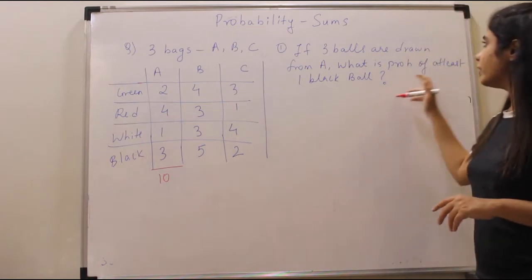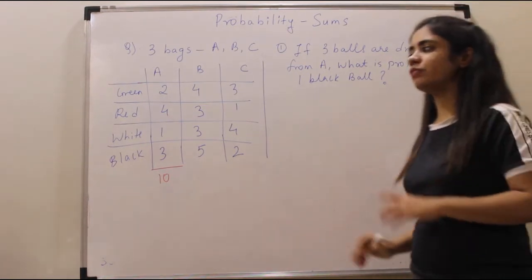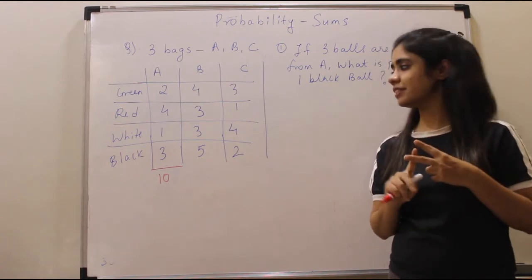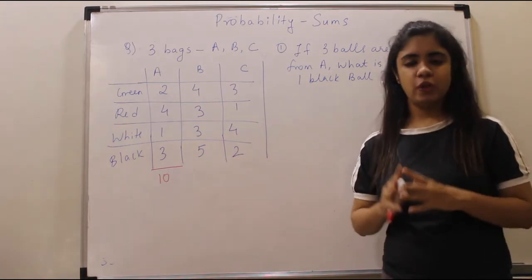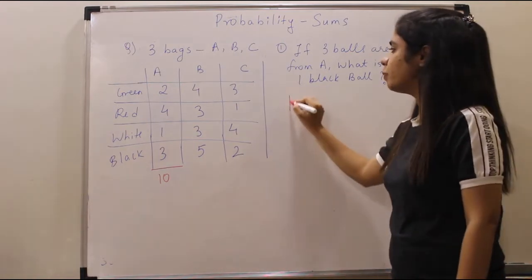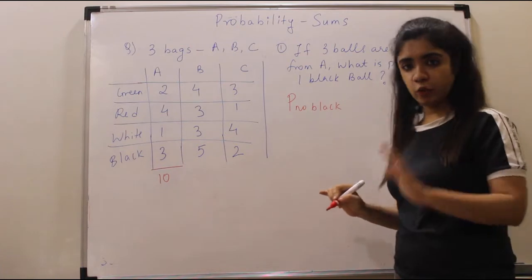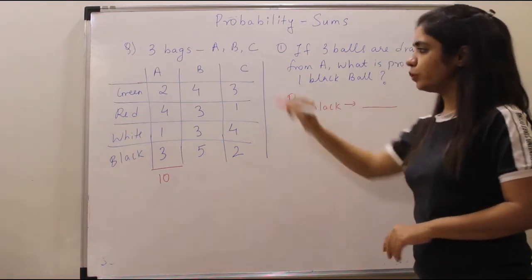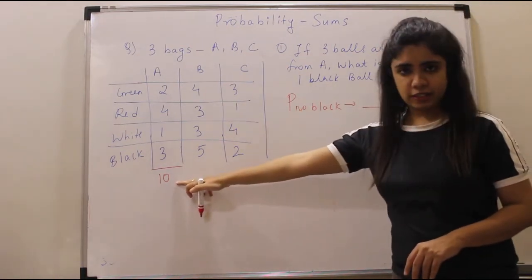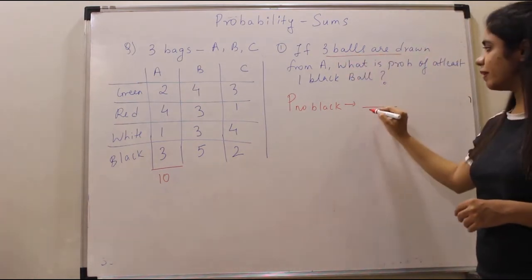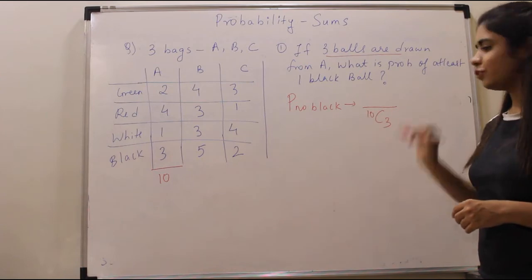They are saying, what is the probability of at least 1 black ball? Now the problem is you can have 1 black, you can have 2 blacks, you can have 3 blacks also. So what we'll do is find the probability of no black ball. Total how many balls are there? 10 balls. You have to pick 3 balls. So this will become 10C3.